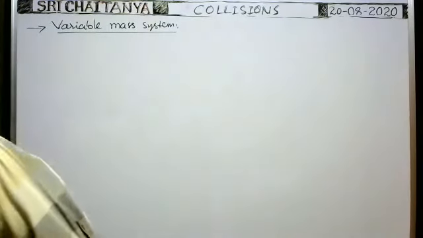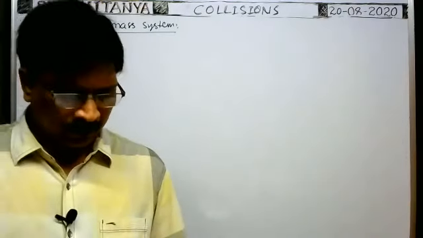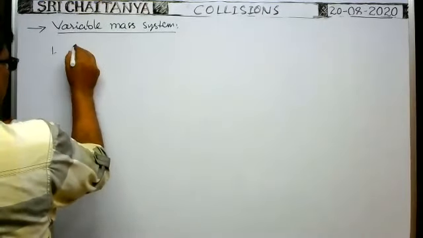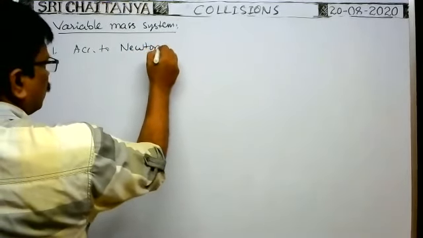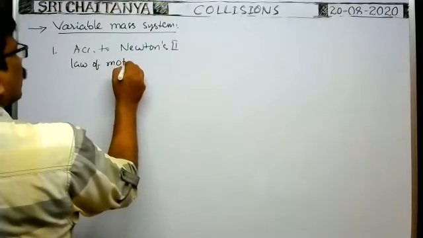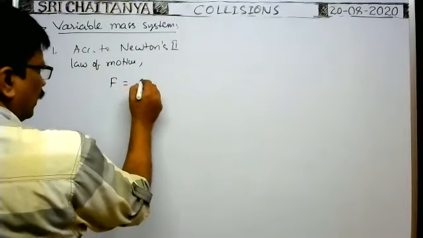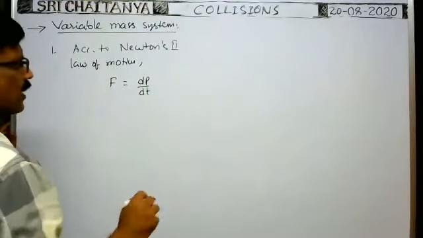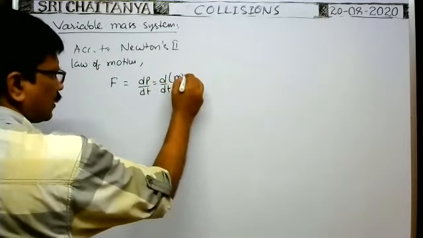Okay, so first of all, in case of variable mass system, according to Newton's second law of motion, the unbalanced force or net force acting on a body is equal to the rate of change in momentum of the body, where small p is the linear momentum of your body. That is equal to d by dt of, we can write, mass into velocity.